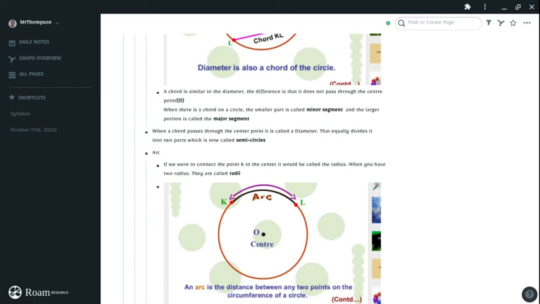Right. So let's flash back to 10 minutes ago when we were talking about the chords. What was the smaller portion called? The minor. Right. So in this one, the small piece of cake that you cut, that will be called the minor.